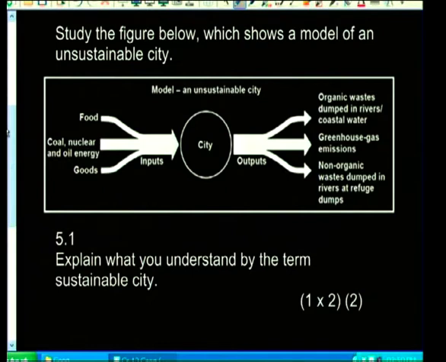We have food, coal, nuclear, oil, energy going in. We have goods and services. Those are all our inputs into our city. And our outputs are things like organic waste dumped into rivers and our coastal waters, greenhouse gas emissions, which is becoming vitally important, and non-organic waste dumped into the rivers at refuse dumps. Explain what you understand by the term sustainable city.